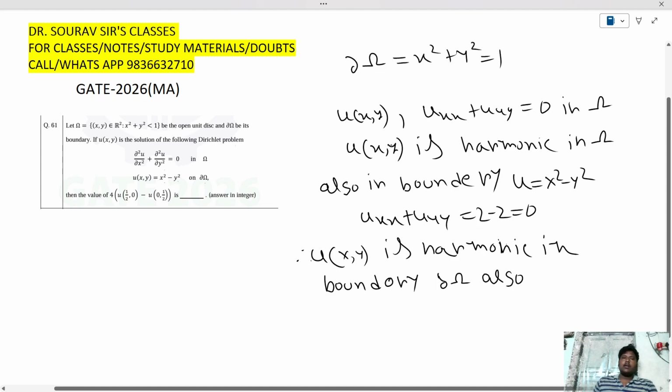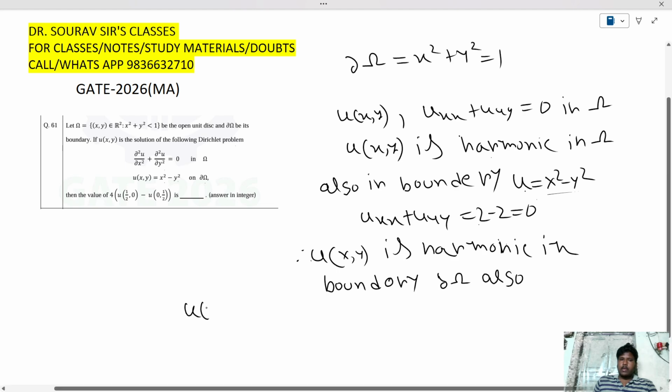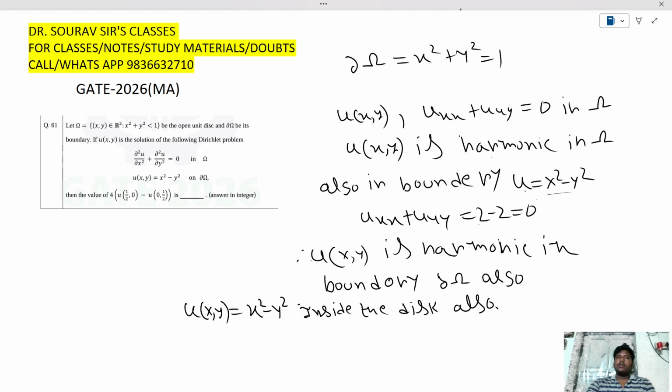So u(x,y) is harmonic in the open disk, and u(x,y) equals x square minus y square is a function which takes this value on the boundary, so it is harmonic on the boundary and harmonic in the open disk. Since the Dirichlet problem in a disk has a unique solution and the boundary data is also harmonic here, u(x,y) can be x square minus y square inside the disk also, because we saw that u(x,y) satisfies the harmonic equation in the open disk, and on the boundary its value is x square minus y square, which also satisfies the harmonic equation u_xx plus u_yy equals 0.